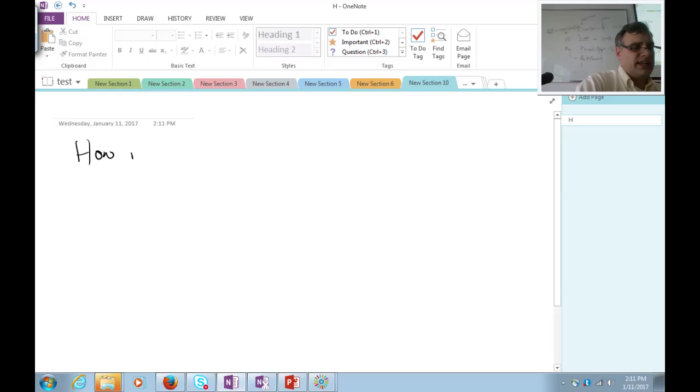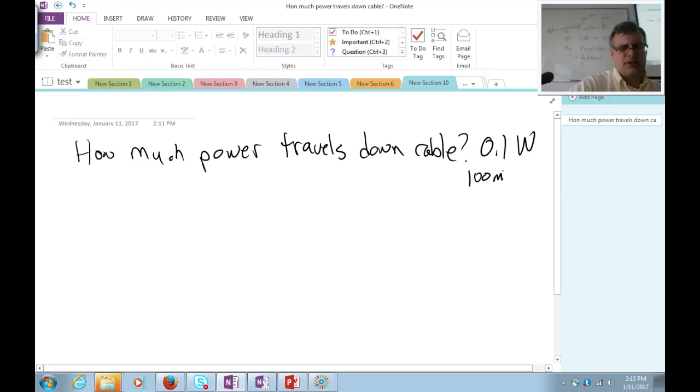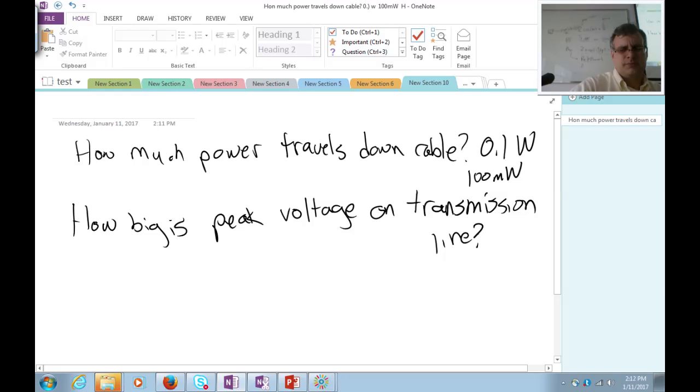Okay, so then the question is, for this example, well, we answered the first one. How much power transmits down the line, travels down the cable? We already said that that was 0.1 watts, or 100 milliwatts. And then the next question is, how big is the peak voltage on the transmission line, on the coaxial cable?